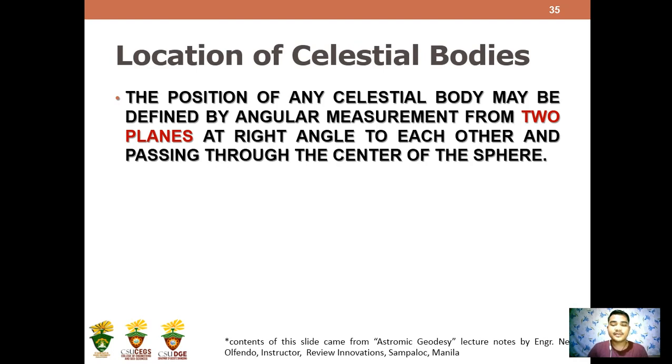Alright, so let's go to the location of the celestial bodies, or how we can locate the celestial bodies. The position of any celestial body may be defined by angular measurement from two planes. We need two reference planes to locate the position of the celestial body, at right angle to each other and passing through the center of the sphere. Again, we need two planes, they must be at right angle, and they must pass through the center of the sphere.